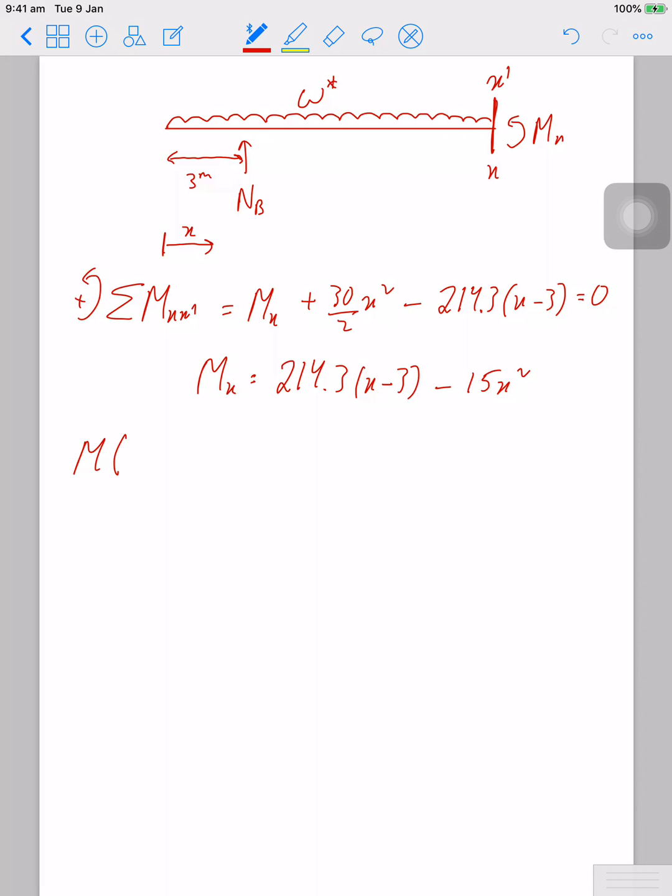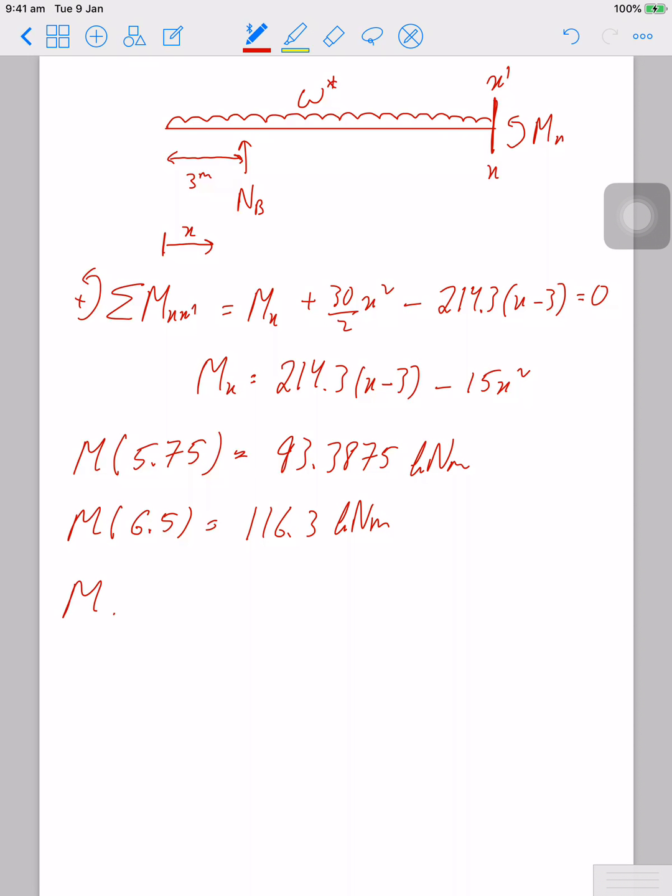So if you want to find your moment at point 2, which is 1/3 of the length, 5.75, you should get 93.3875 kilonewton meters. Your moment at 6.5, which is the middle, should get 116.3 kilonewton meters, and at 7.25 you should get 122.3375 kilonewton meters.